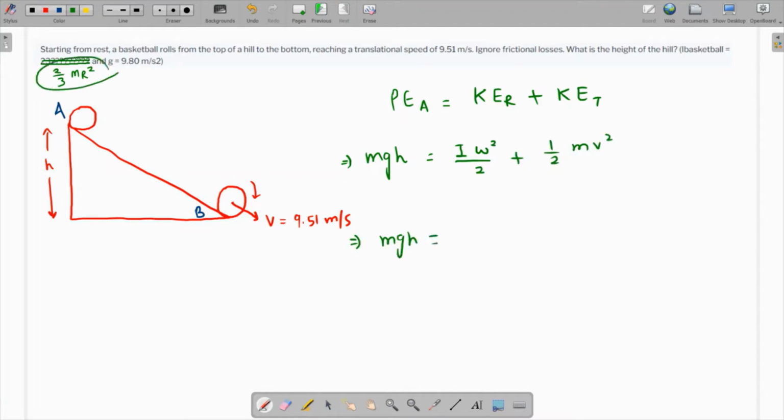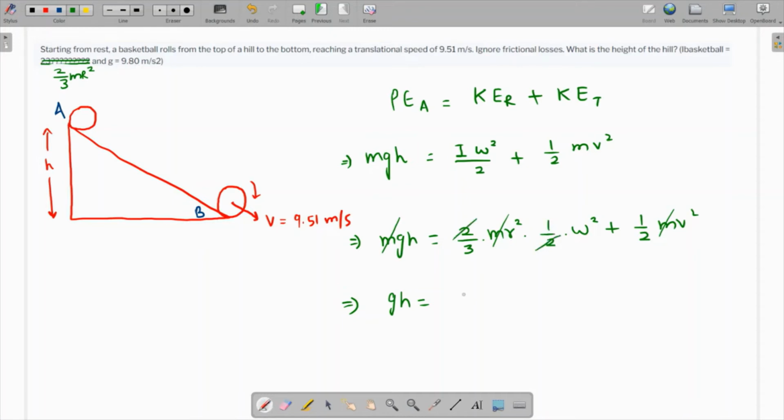Let's substitute the value of I. I is given as 2/3 mr square, where m is the mass. So 2/3 mr square times 1/2 omega square plus half mv square. So m is cancelled from the equation. We are left with gh, and over here that's 1/2, so this 2 is cancelled. So we are left with 1/3 r square omega square plus half v square.